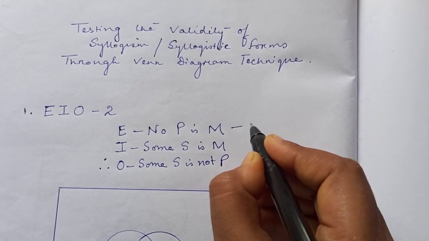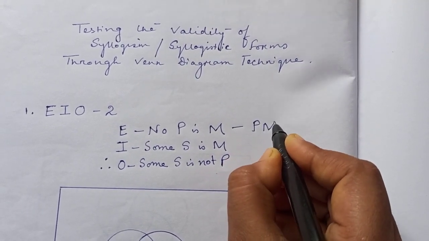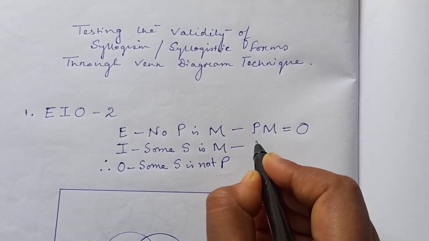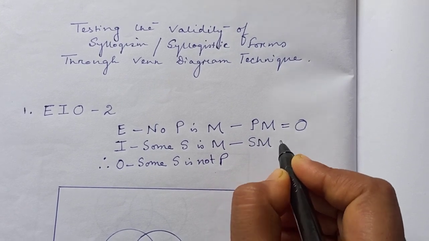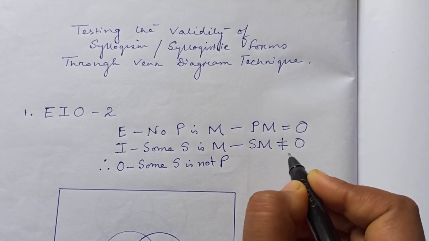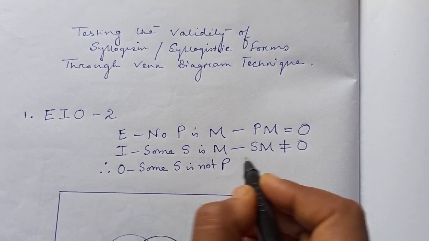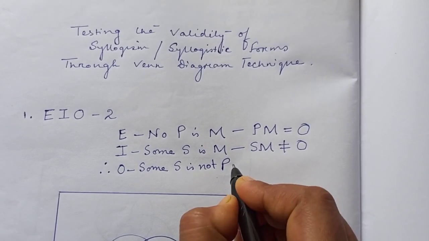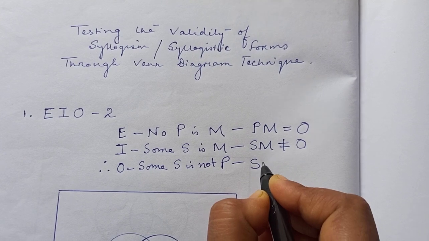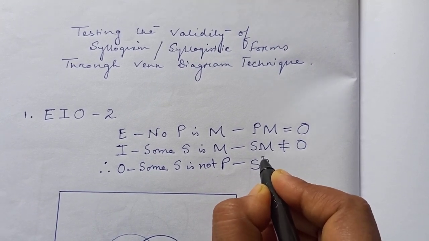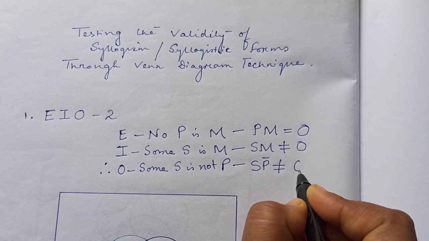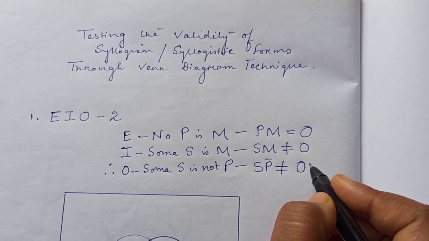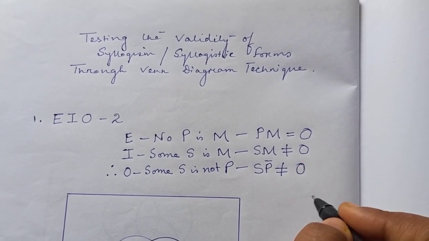Now here the representation will be, as I have shown in my last video, PM equal to 0, SM not equal to 0, because this is a particular proposition. It means a particular proposition contains at least one member. This will not be a complete empty class. And this one will be SP bar not equal to 0. How we arrive at this, we have already discussed in our last video. So now let us start the Venn diagram.